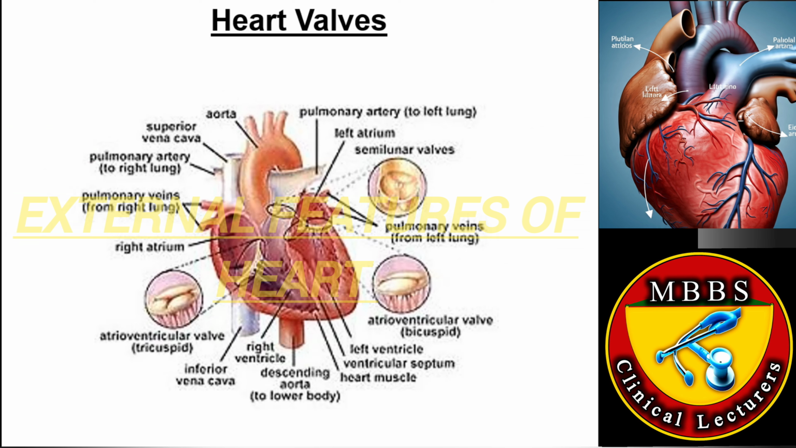The aortic semilunar valve lies between the left ventricle and the aorta. The pulmonary semilunar valve lies between the right ventricle and the pulmonary trunk. The semilunar valves prevent backflow of blood into the ventricles.